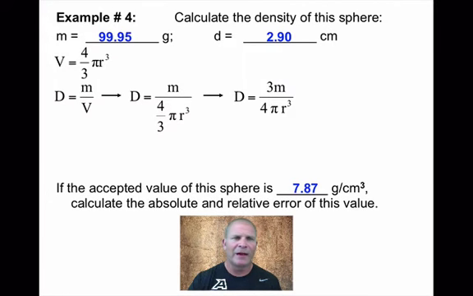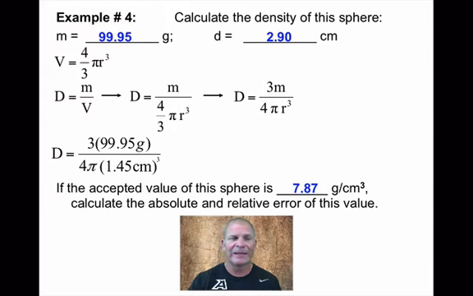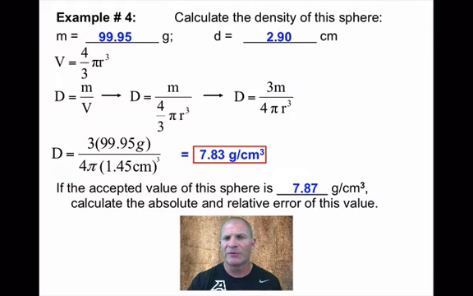So 3 times 99.495 divided by 4 divided by pi divided by 1.45 cubed equals. My diameter has 3 sig figs, and my mass has 4. Therefore, my density can only have 3 sig figs. And the answer comes up at 7.83 grams per centimeters cubed.